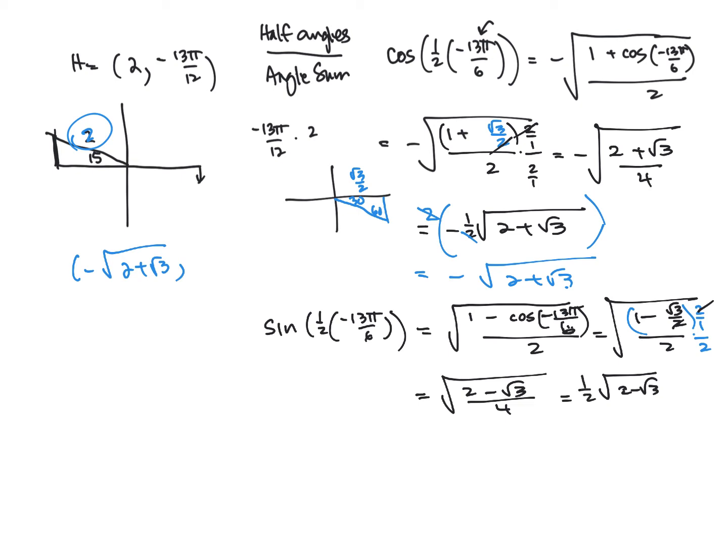Now again, we are dealing with the 2 on the radius. It's not a 1. So I need 2 of these. So this would equal 2 times 1/2 of the square root of 2 minus root 3. And that cancels. So this does equal the square root of 2 minus root 3. So that's the second ordered pair. So 2 times the square root of 2 minus root 3. So that would be the rectangular form.